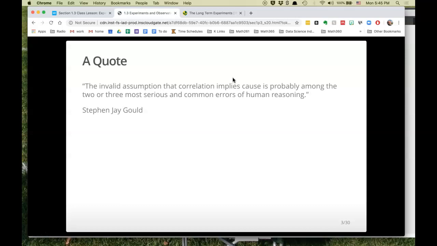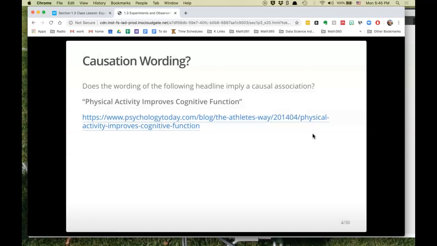Whenever we see a correlation or association, it's very tempting to want to make the leap to a cause and effect relationship, but we have to be extremely careful when we consider doing that. I want to focus on just a few examples first, and you can take a look at the details on these if you like. The wording around studies, and how results are sometimes communicated. For example, does the wording of the following headline imply a causal association?